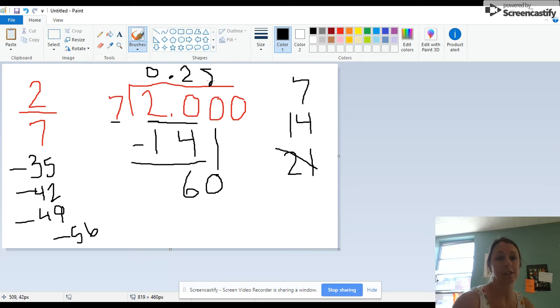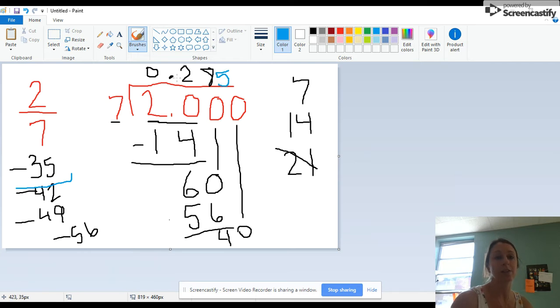So here's 8. Oops, so 8 times 7 is 56. If you have 60 and you take away 56, you're at 4. And then bring down your 0. So 40. And since we've already done a ton of the work, let's just come over here to the side and we can look and say 42 is going to be too big. So we just want to do 35. And that was 5 of them. So we'll go ahead and put down 5. Ooh, I changed color. Forgot about that. So the final answer is 0.285.